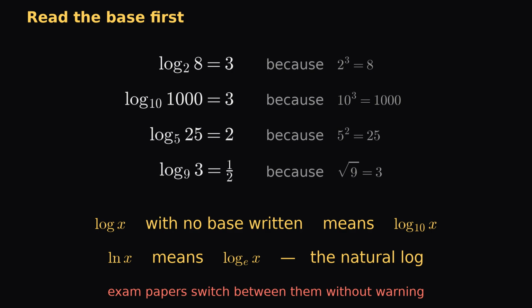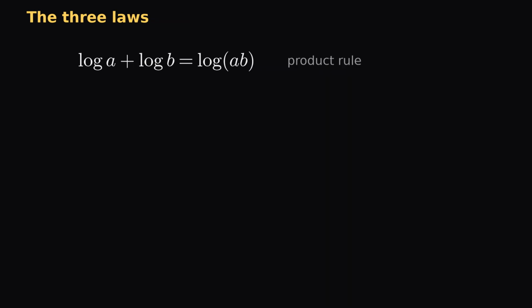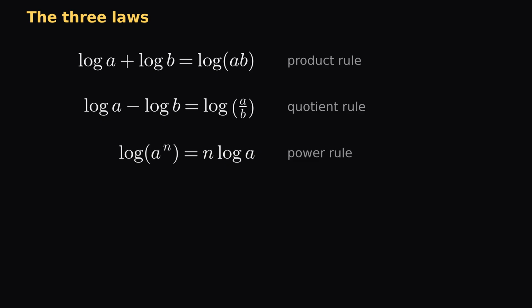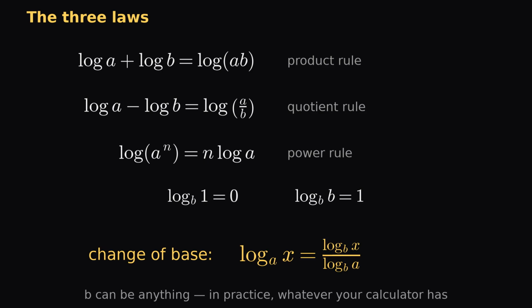Now the 3 laws. Log a plus log b is log of a times b. Log a minus log b is log of a over b. And log of a to the n is n times log a. The power comes out the front and becomes a multiplier. Then 2 freebies. Log of 1 is always 0, whatever the base, because anything to the power 0 is 1. And log of the base itself is always 1.